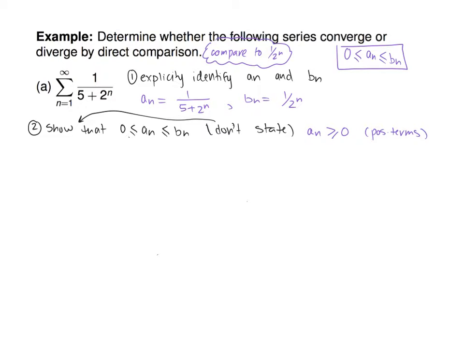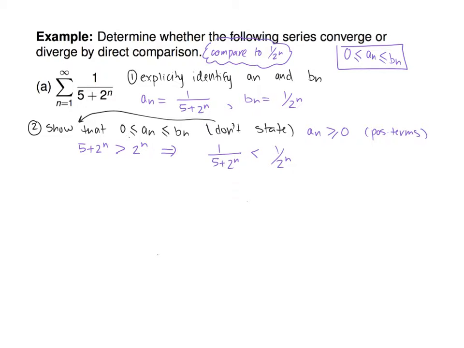Okay, so the way to technically prove that AN is smaller than BN is to start with something pretty obvious. It's pretty obvious that 5 plus 2 to the n is bigger than 2 to the n, right? And then that implies that 1 over 5 plus 2 to the n is less than 1 over 2 to the n, right? So that's the whole showing. Give me something completely obvious that I can believe, and then go from there.